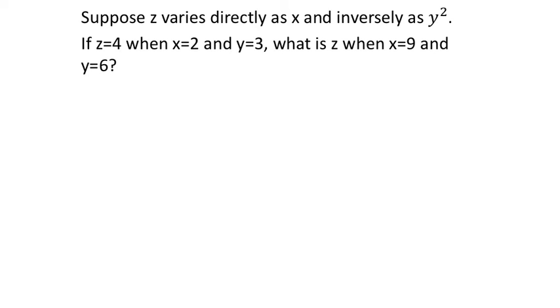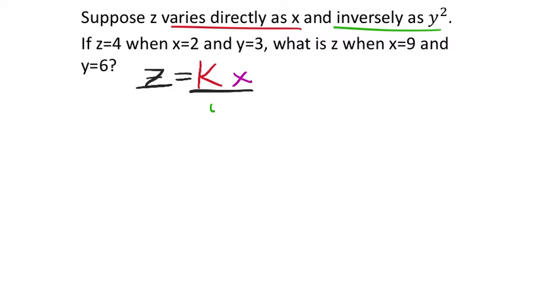Now, z varies with that other stuff, so my formula, if you will, gives me z equals some stuff. First, it says it varies directly with x. So I would have to take my constant of joint variation and multiply it by x. Then it also says it varies inversely with y squared. So that means I'd have to divide by the y squared. Now, this is my formula for z.